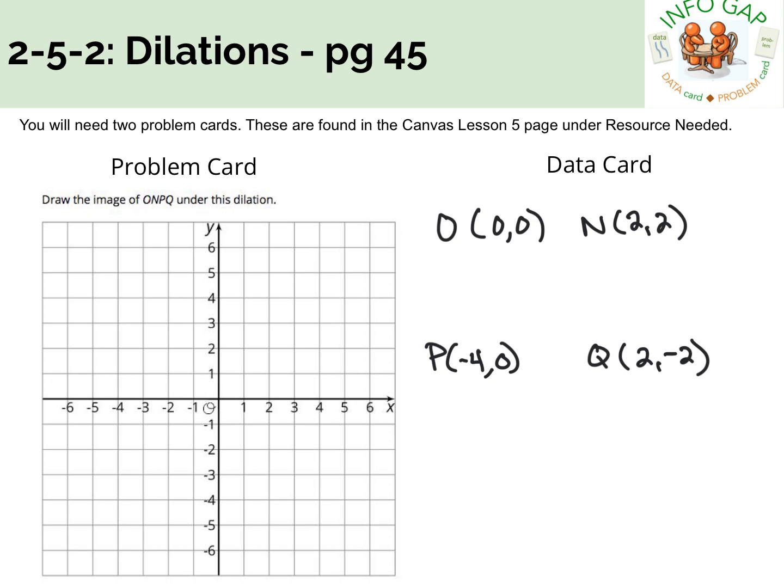All right, so here are our points, and I'm going to show you how to connect them together. So P to N, N to O, O to Q, and P to Q. So this is our picture. Okay, go ahead and dilate.